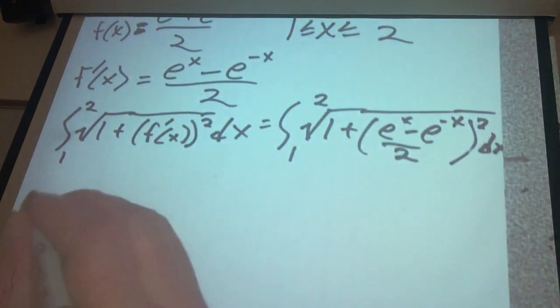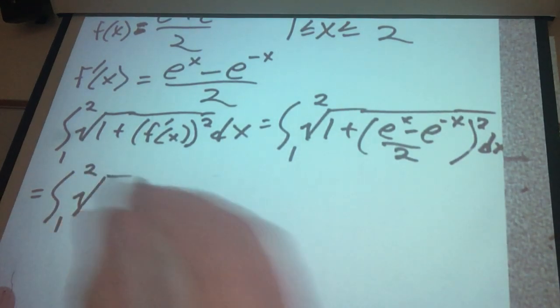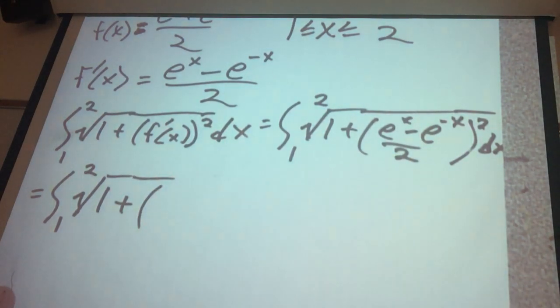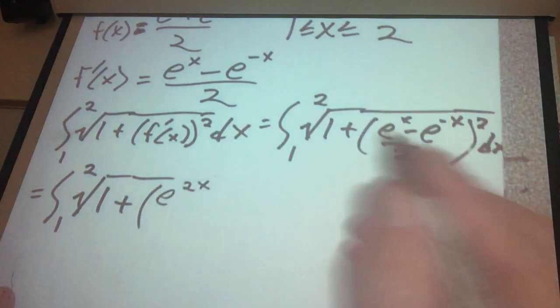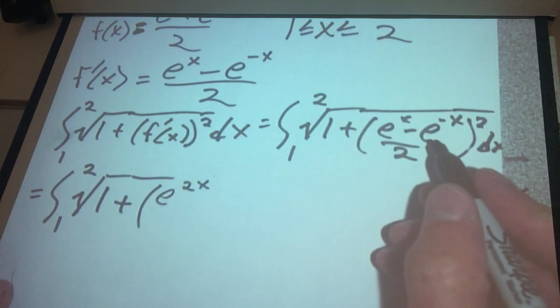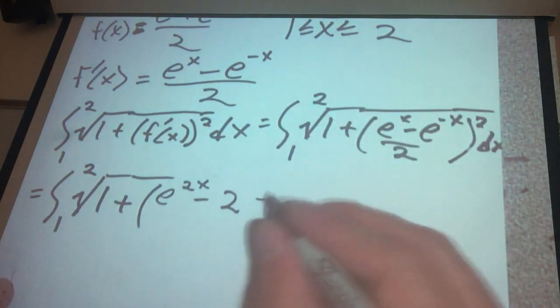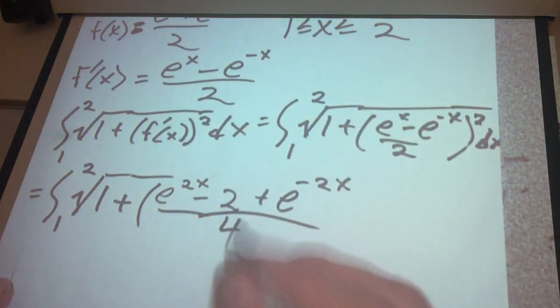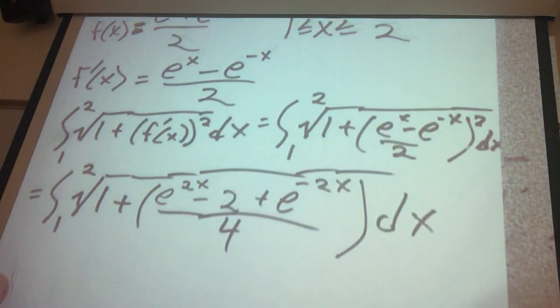Okay, so that would become the integral from 1 to 2 of the square root. We'll do this in a couple steps. That extra parentheses is not really necessary, but e to the x times e to the x would be e to the 2x. Now e to the x times e to the negative x would be 1, but it happens twice. So that would be minus 2, and then plus e to the negative 2x, and then all of this divided by 4, and that square root needs to go all the way to the other side. This is an integral with respect to x.